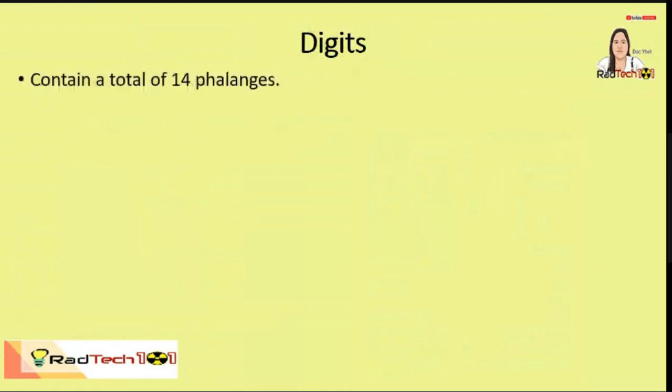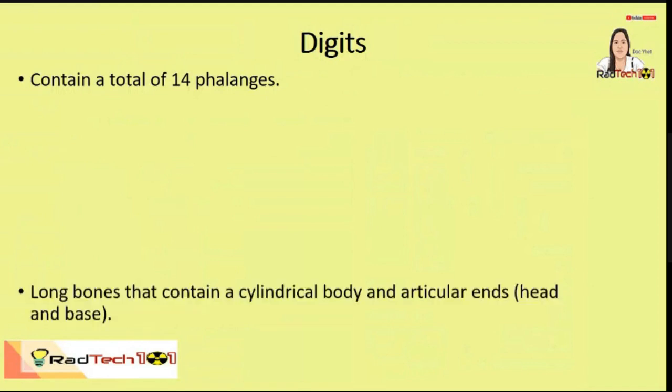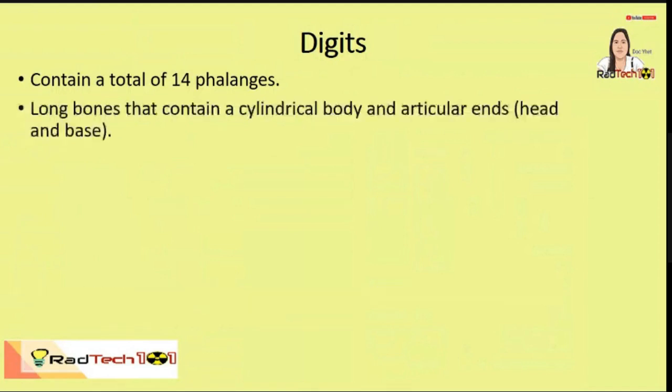So we will talk about the digits. So again, it contains a total of 14 phalanges, as I have mentioned. These are long bones that contain a cylindrical shape, parang cylinder, and articular ends which have the head and the base. So the digits have head and the base. Actually, tatlo siya. May head, body, and base. So later, I will show you a picture of that.